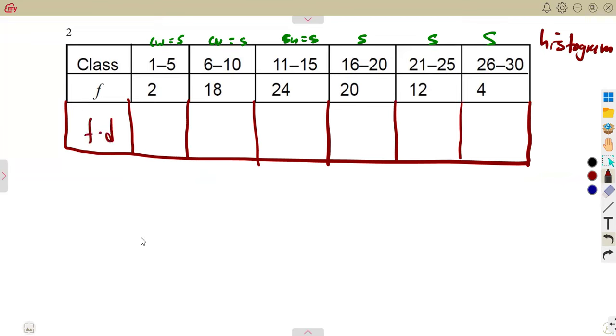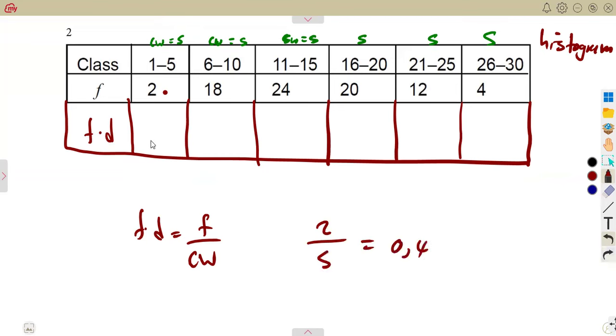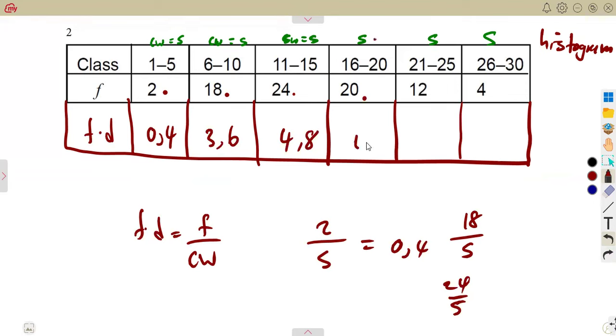So frequency density, as we said, is frequency over the class width. The frequency here is 2. What about the class width? The class width is 5. So it is 2 over 5, which gives us 0.4. Frequency 18 over 5 is 3.6. Frequency 24 over 5 is 4.8. 20 over 5 is 4. 12 over 5 is 2.4. 4 over 5 is 0.8.